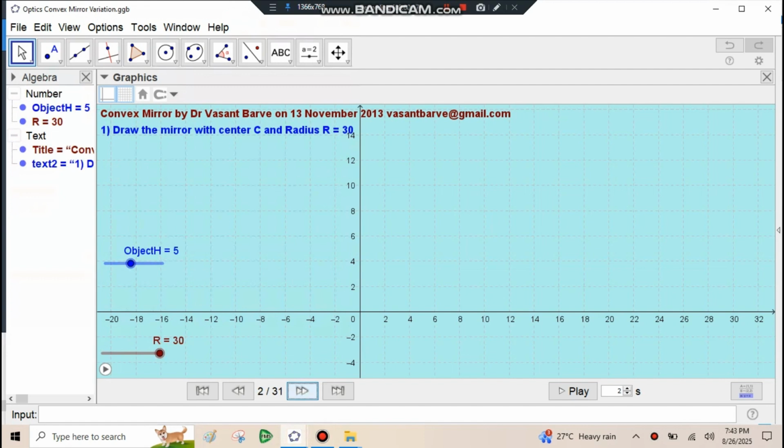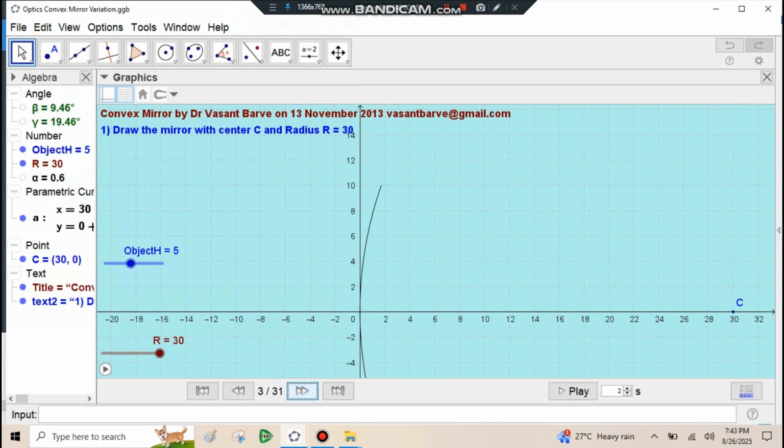So let us draw the mirror with center C and radius R. I am taking R right now 30. So I mark this center and I mark this particular arc. So this is our mirror.